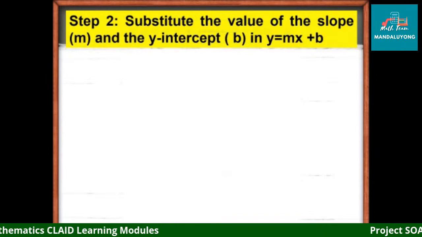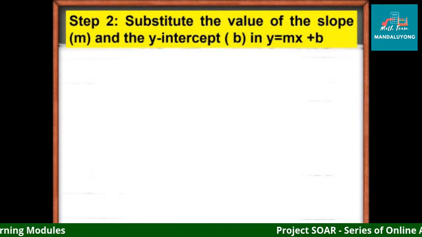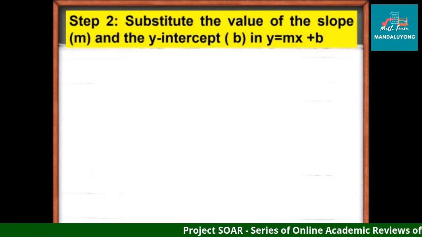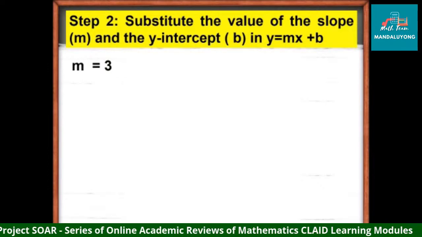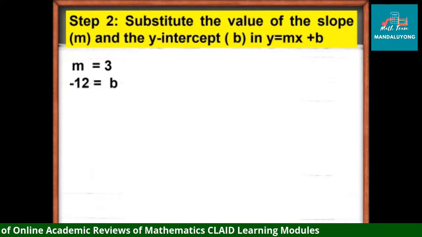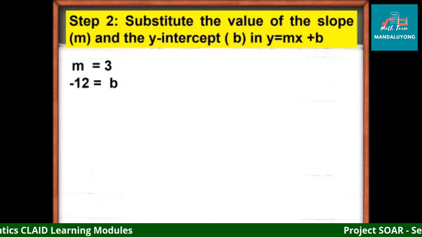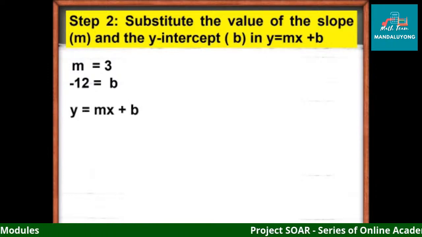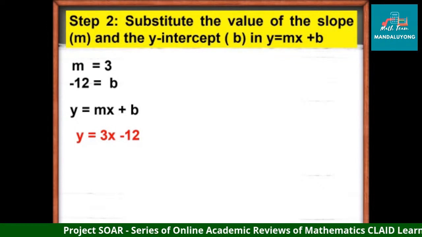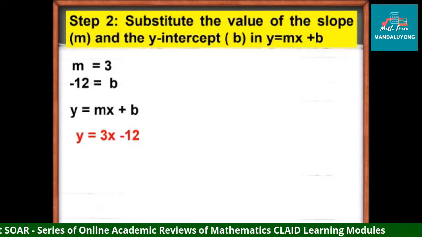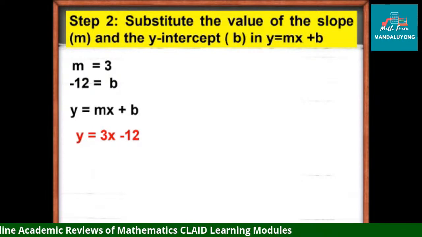Step 2. Substitute the value of the slope and the y-intercept in y equals mx plus b. In step 1, the value of the slope is equal to positive 3. The value of the y-intercept is equal to negative 12. Substituting the value of the slope and the value of the y-intercept in y equals mx plus b, we will have y equals 3x minus 12. This is our equation of the line. But our equation of the line can also be written in standard form.